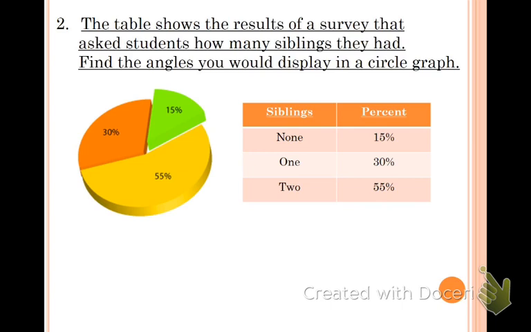All right, number 2 says, the table shows the results of a survey that asked students how many siblings they had. Find the angles that you would display in a circle graph. So how many of you are in the category that you have no siblings? How many have one sibling? Two siblings? Three or more? I don't have three or more on this one, but we're just going to go with this chart for right now.